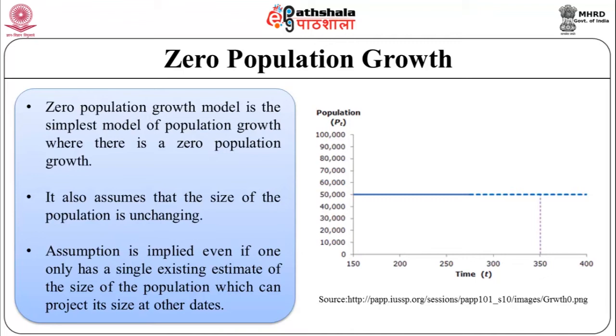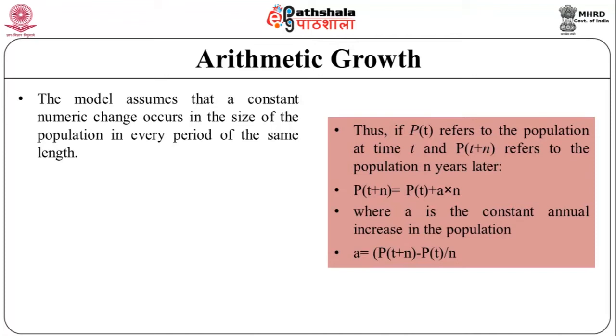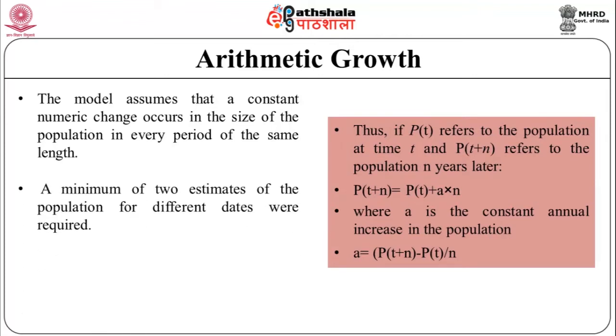Now let us see the arithmetic growth. The next simplest population projection model is that of the linear growth or the arithmetic growth. The model assumes that a constant numeric change occurs in the size of the population in every period of the same length. A minimum of 2 estimates of the population for different dates are required to estimate the annual increment in the population and to also project its size.